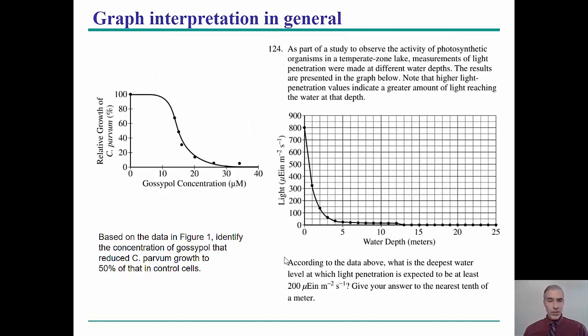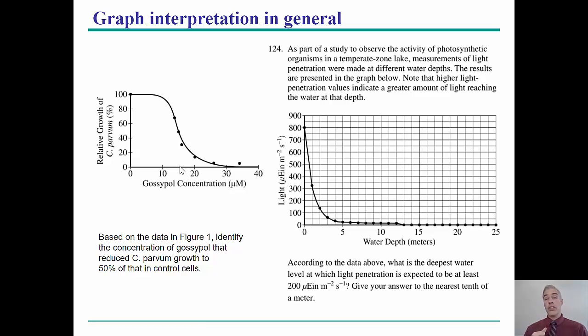Some other graph interpretations. Based on the data in figure 1, identify the concentration of gossypol that reduced C. parvum growth to 50% of that in control trials. This one's a pretty easy one. You go to 50% here, 0.5 or 50%, and then we go to the line, we go down, and that's approximately 15, maybe 16 micromoles of gossypol concentration. Okay, so that one should be, as I said, 15, 16.